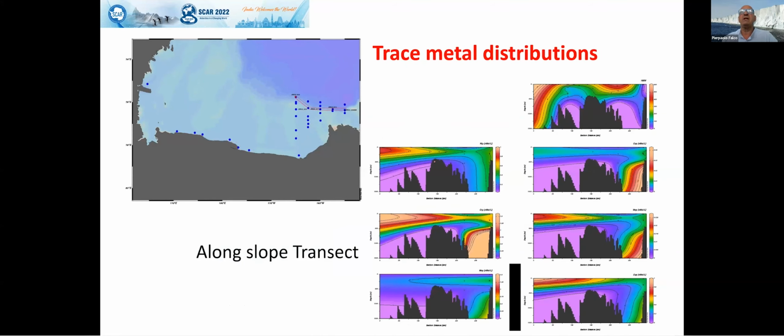But the situation is different if you look at a section obtained by joining all the stations along the shelf break. Here we can see that we have a more homogeneous distribution, and the water looks like it follows the Antarctic slope current based on this observation.